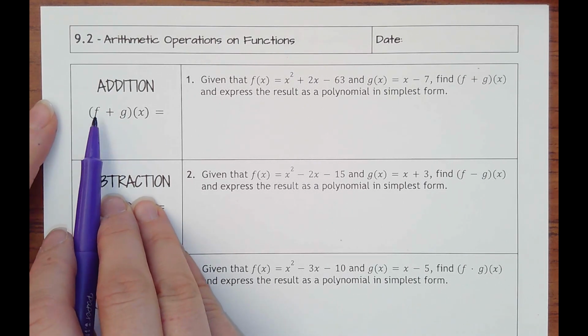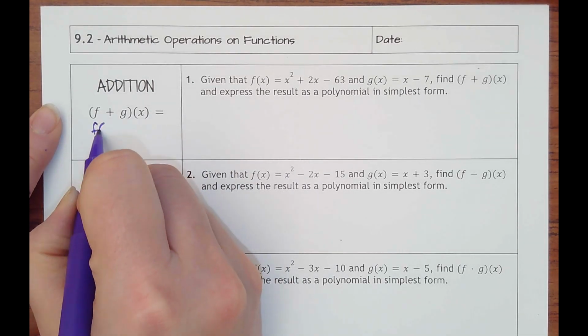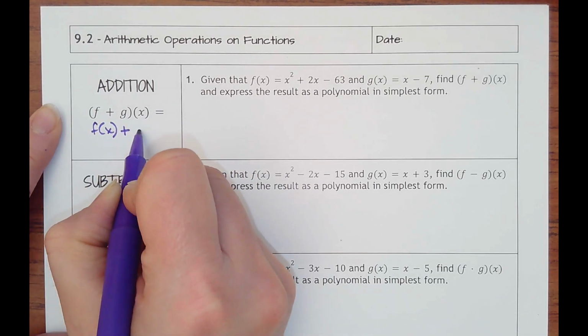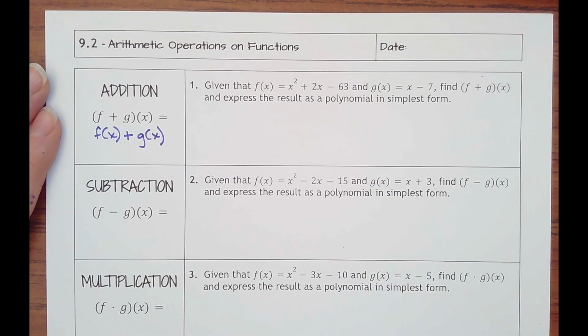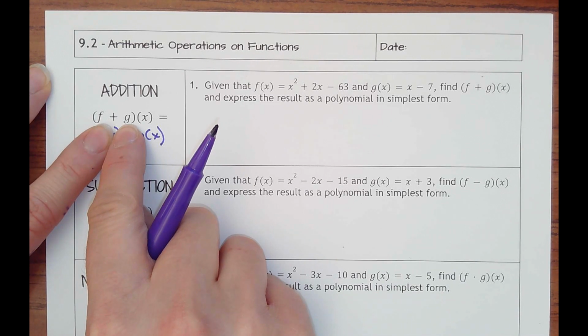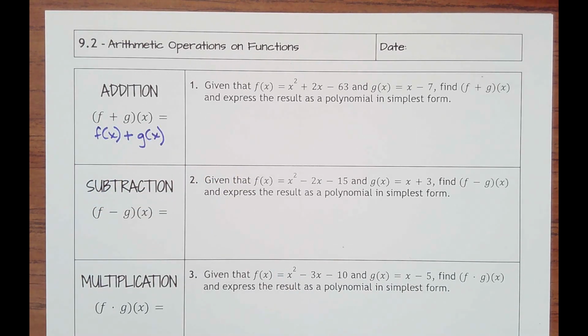When you see f plus g of x, what that really means is you're taking f of x and adding it to g of x. So those two things mean the same thing. Some of your problems on Delta Math will show it in this notation. Some of them will show it in this notation. You need to know that that's the same process. They're asking the same thing of you.